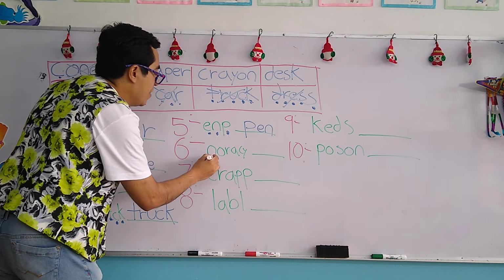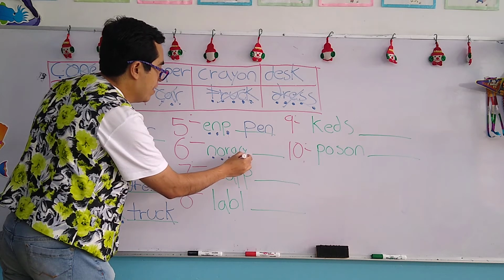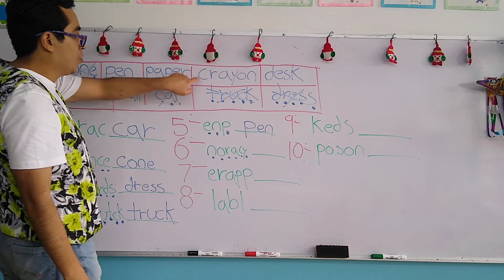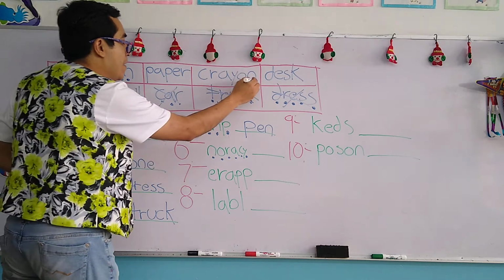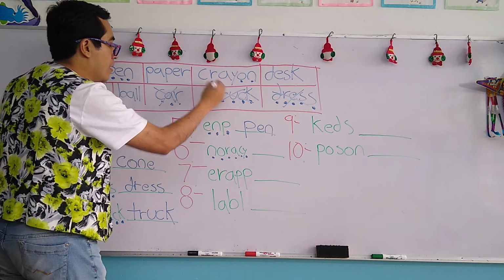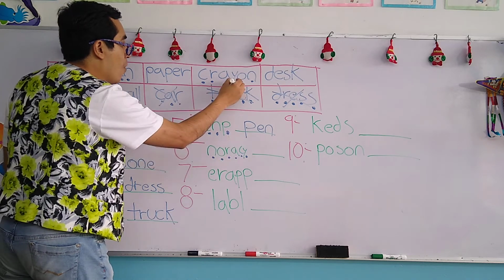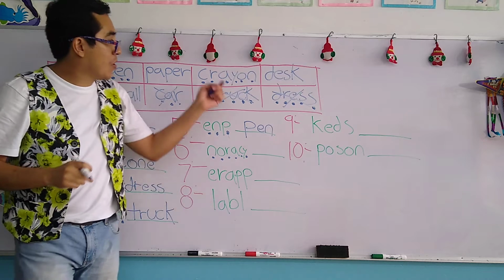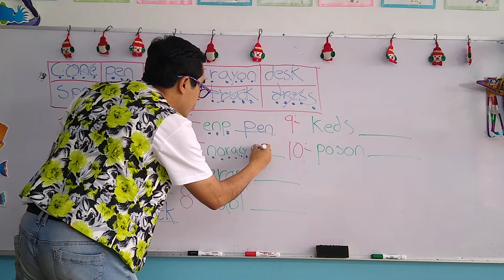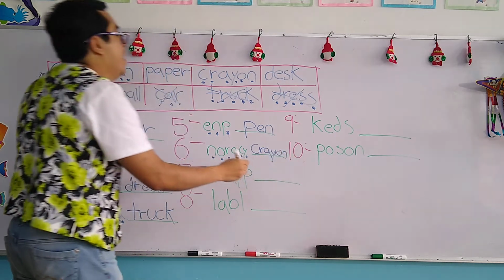We have 5 letters. 1, 2, 3, 4, 5, 6. No, we have 6 letters, okay? Maybe it's this one. Let's see. We have a letter N, a letter O, letter R, letter A, letter C, and letter Y. It's this one. This is the correct order. So let's write it. Escribamos. C, R, A, Y, O, and N.